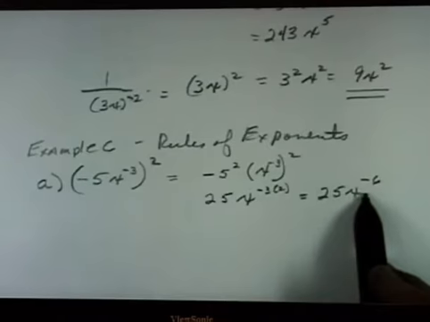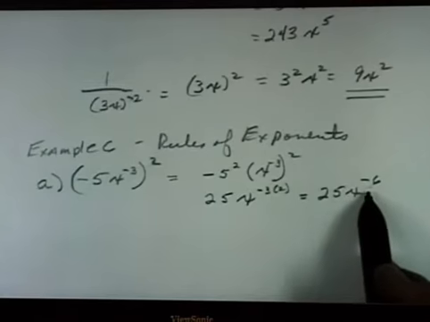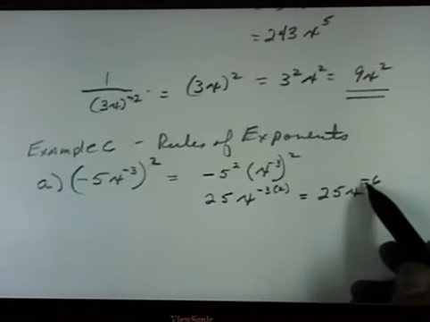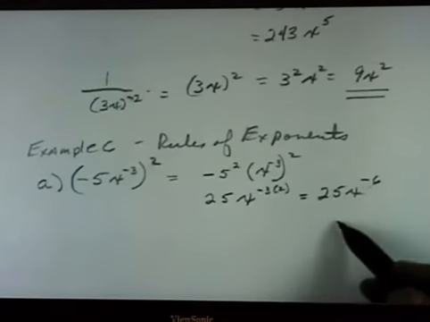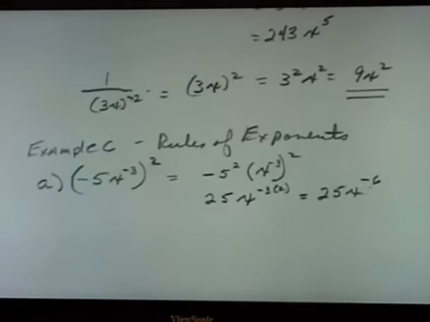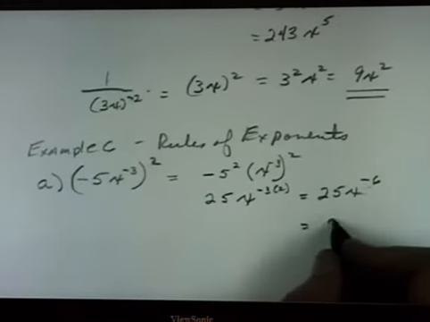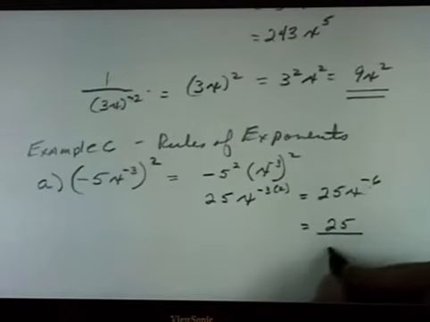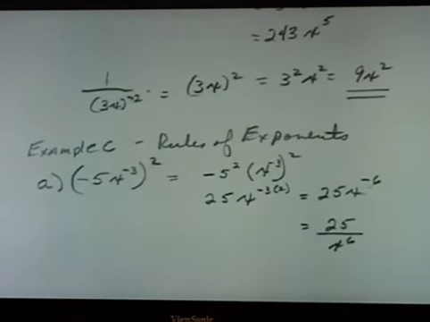But we have a negative power here, and they want us to write it with a positive exponent. So we're going to have to change the sign to a positive 6, and to do that, we'll move this down into the denominator. Take the reciprocal. So this is 25 over x to the 6th power.